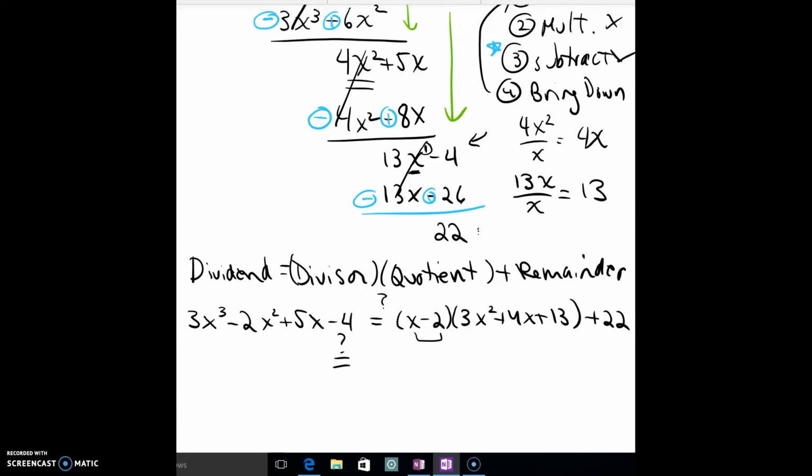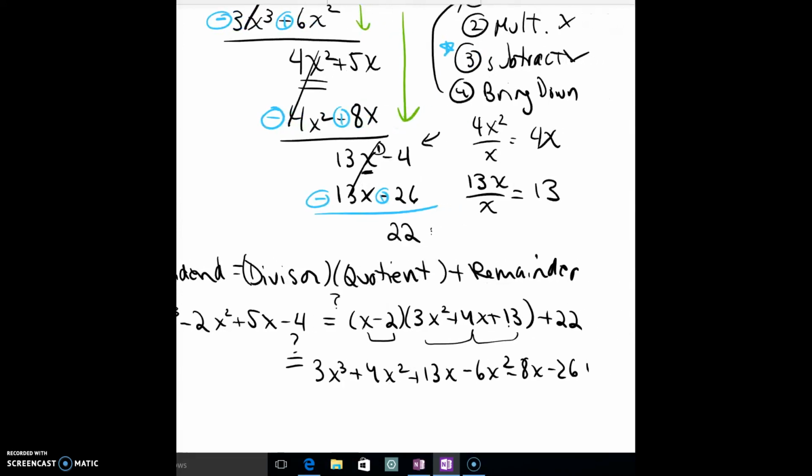So we're going to distribute this into these three terms. x times 3x squared is 3x cubed. x times 4x is 4x squared. x times 13 is 13x. Distribute the negative 2 into each one of these three. Negative 2 times 3x squared is negative 6x squared. Negative 2 times 4x is negative 8x. Negative 2 times 13 is negative 26. And then we have plus 22.